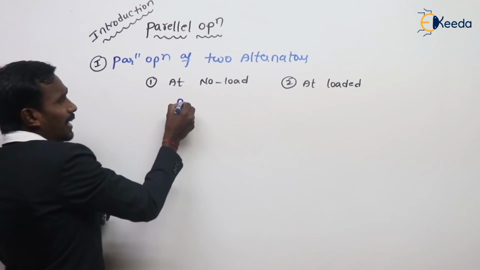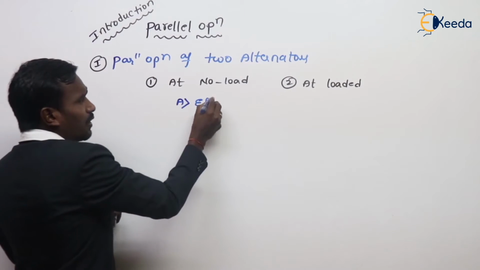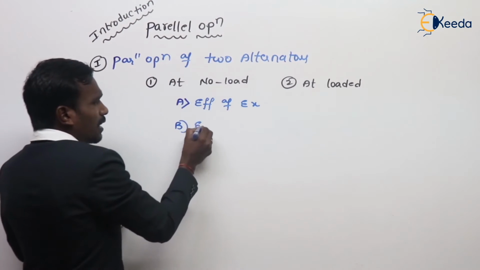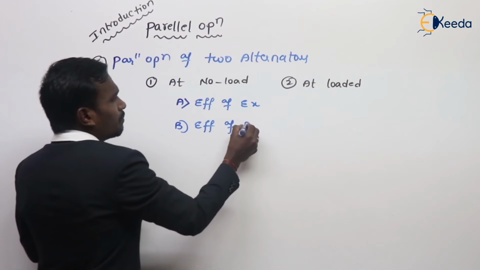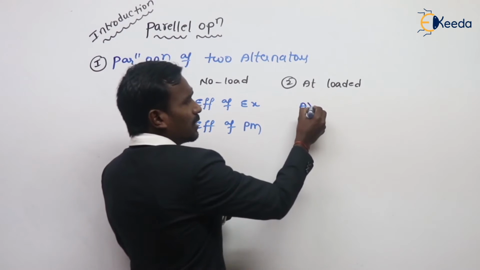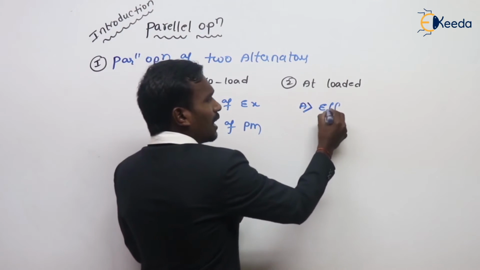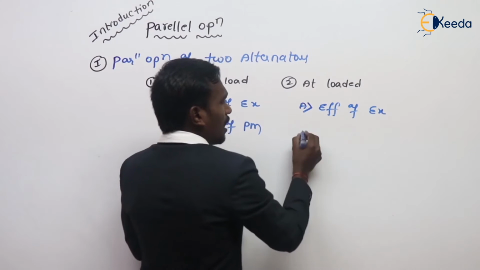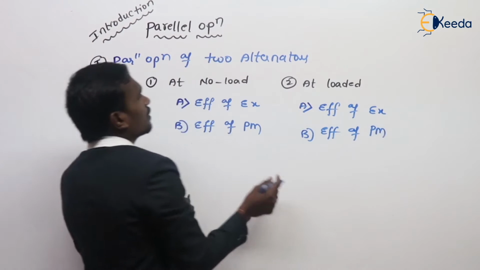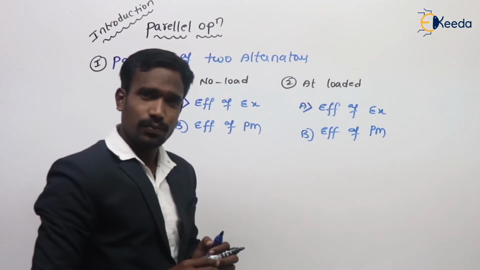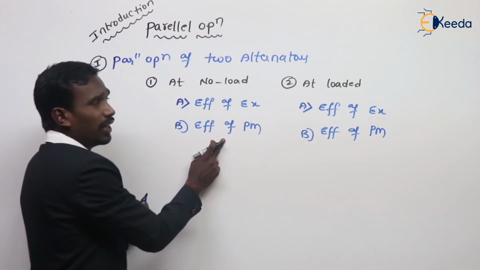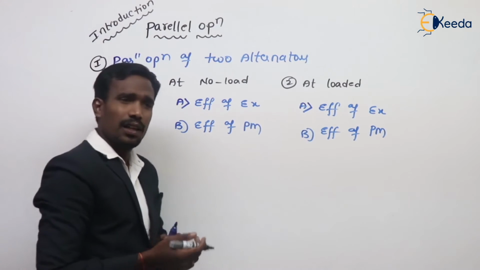In that, again first one, effect of excitation. Second one, effect of prime mover input. And in this, at loaded condition, the first one, effect of excitation. And next one, effect of prime mover input. This is the first topic in parallel operation. So we have four discussions here in the first one.